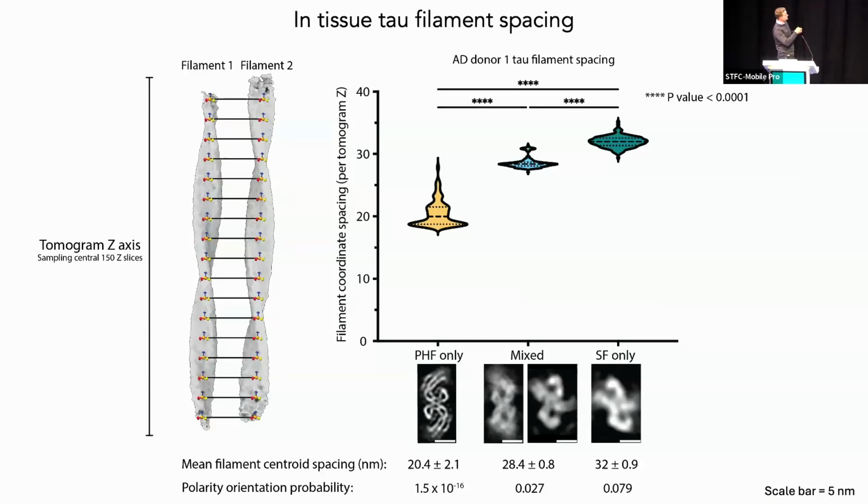And what we found from this was really interesting. In the paired helical filament only cluster, the spacing was significantly less than the mixed amyloid isoform cluster and the straight filament cluster. That's interesting in itself, but also if we look at the correlation with polarity orientation, we found that generally the closer together filaments are, the more non-random these organizations are, and the further apart they become, we're starting to see more likely organizations. So we speculate at this point that this could be indicating that filaments are in some way interacting with each other inside these clusters.